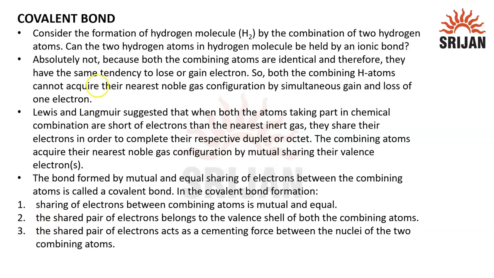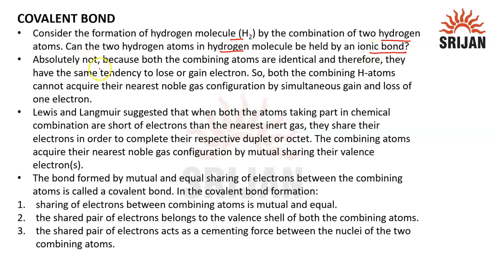In this video, we will learn about covalent bond. So let us consider the formation of hydrogen molecule, which is H2, by the combination of two hydrogen atoms. We know that ionic bond is formed when there is transfer of electrons. So can the two hydrogen atoms in hydrogen molecule be held by an ionic bond?